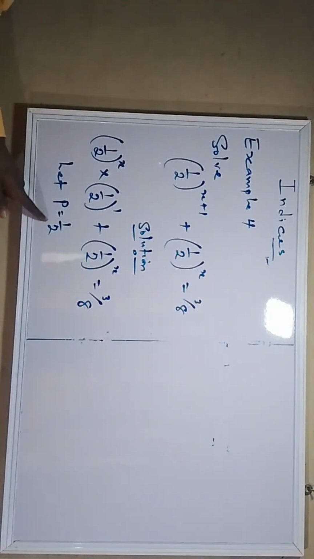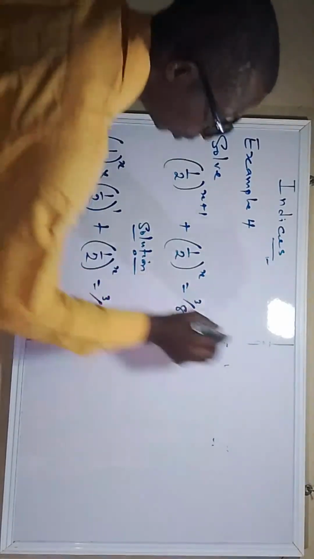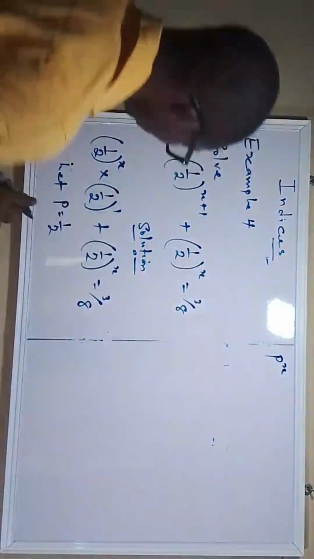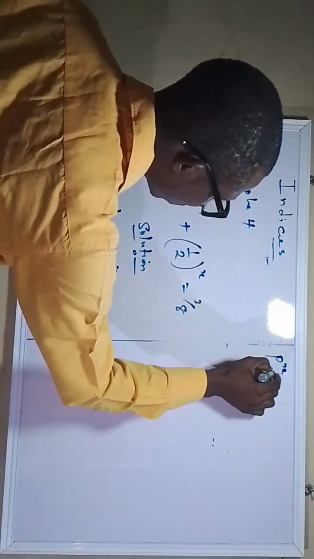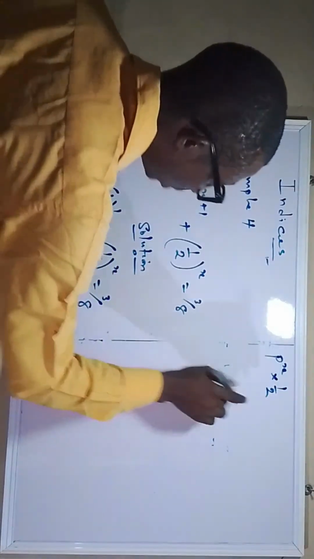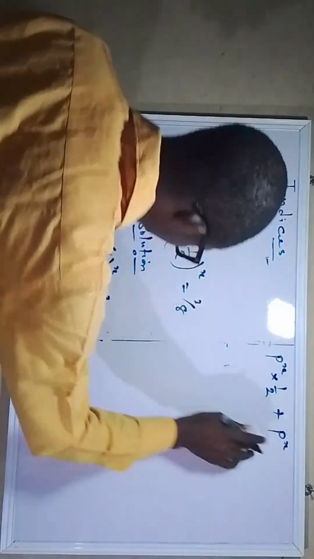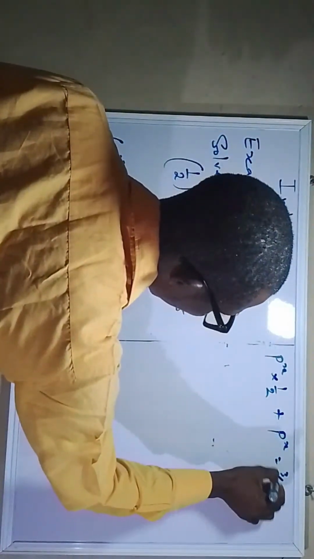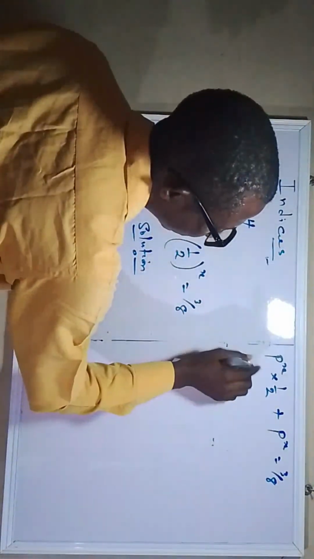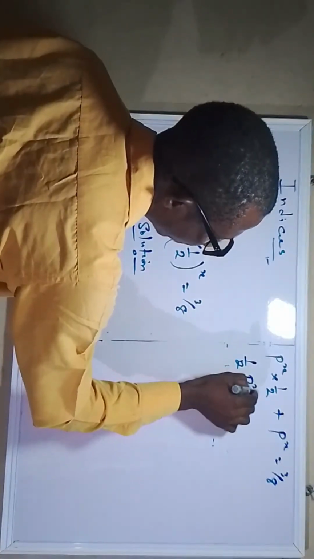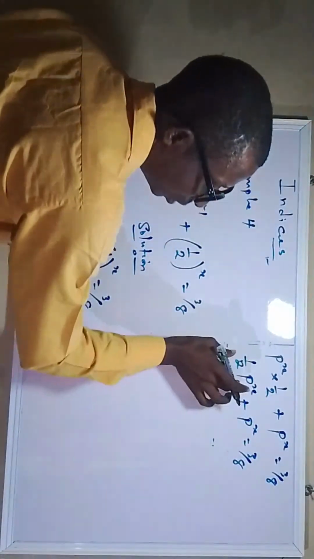So if p is 1 over 2, that means this equation turns to p raised to the power of x times 1 over 2 plus p raised to the power of x equals 3 over 8. All right? So here now, this is 1 over 2 p raised to the power of x plus p raised to the power of x equals 3 over 8. Because this times this is going to give you this.